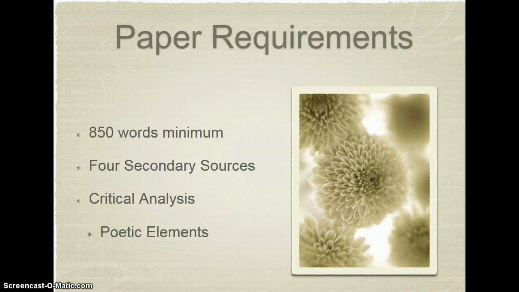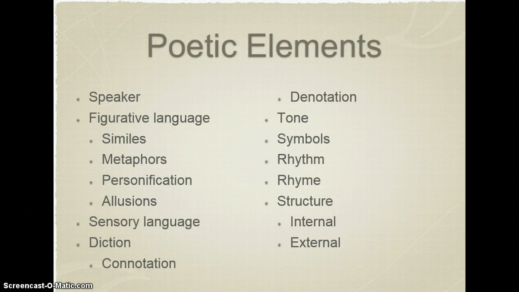The paper requirements are that you must have 850 words minimum, 1150 words maximum, using 4 secondary sources, and this does not include your primary source, which will be your poem. And it must be a critical analysis. You will not just simply summarize. You must give your interpretation and give logical reasoning using the poetic elements to validate that reasoning.